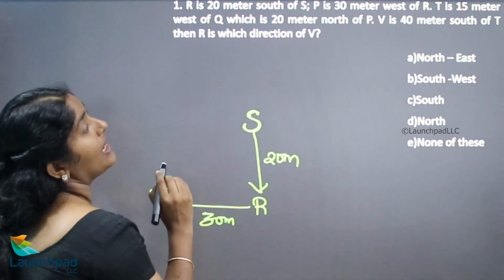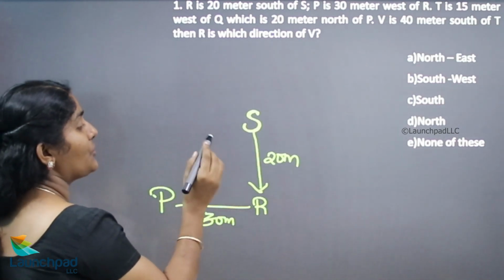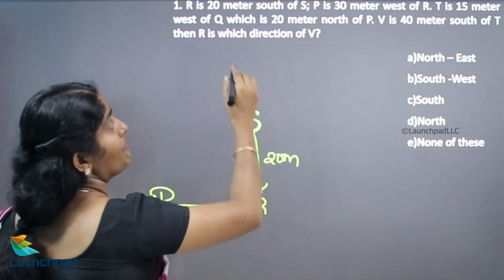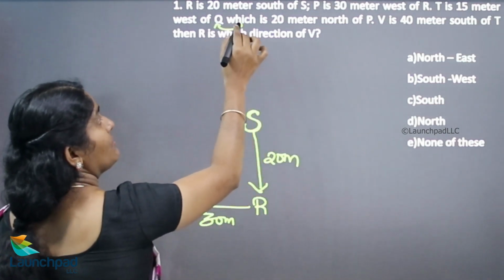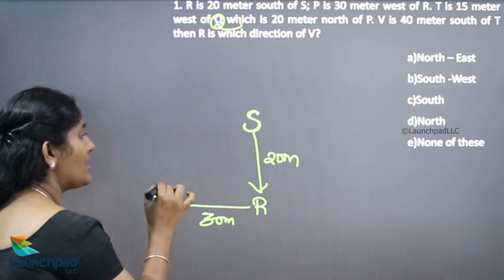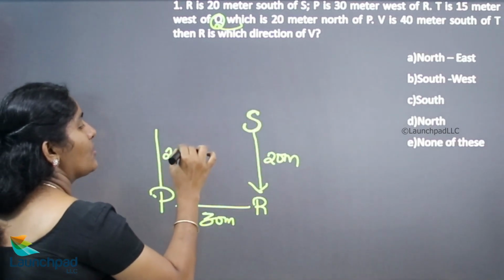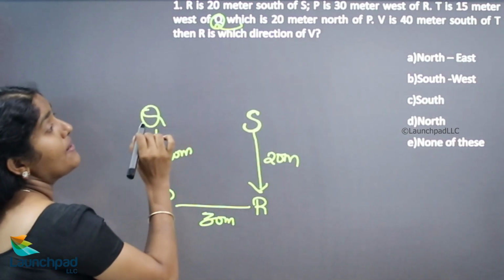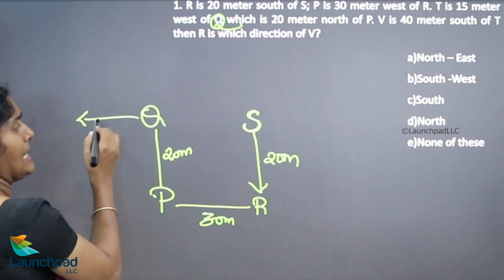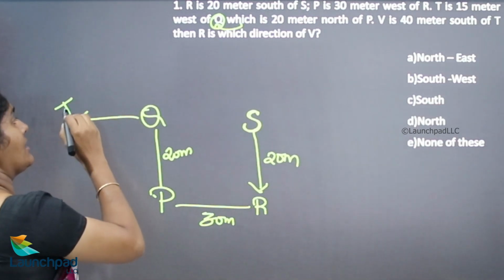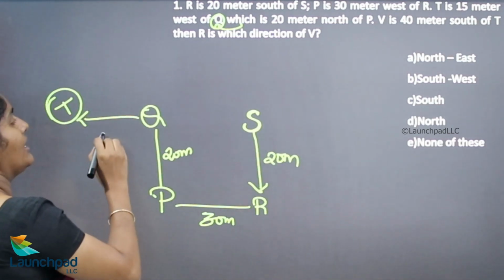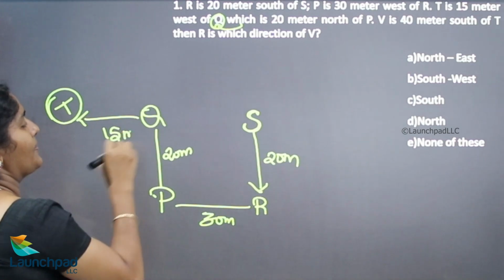After that, T is 15 meters west of Q. Where is Q? We don't know. Q is 20 meters north of P. So the condition will go for Q. Q is 20 meters north of P, so upward direction 20 meters. Who is located here? Q. Now T is 15 meters west of Q. The left hand side direction of Q is T. That is west of Q, T is located here, with 15 meters between.